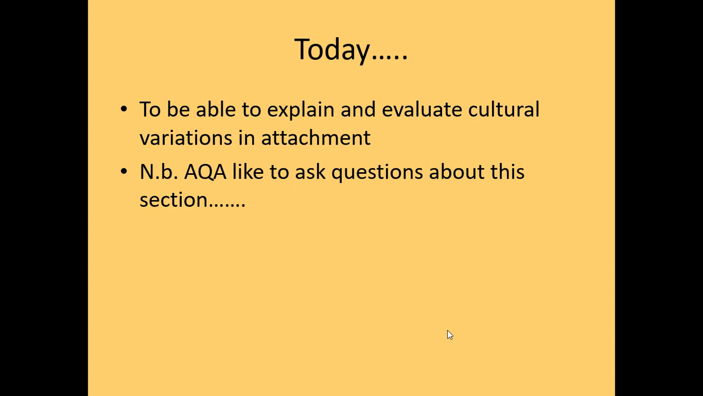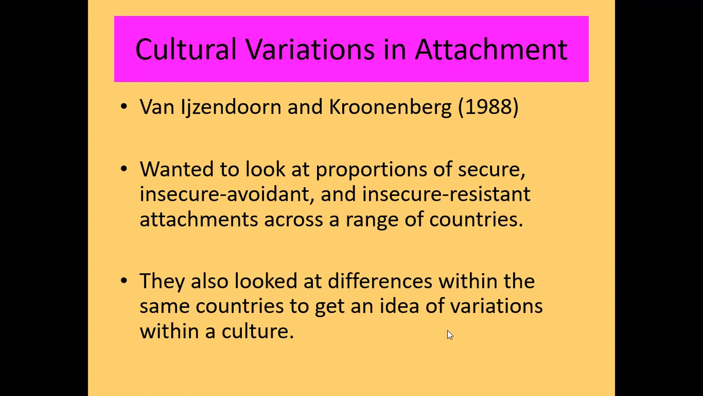Now, the main study is by some people whose names I've never learned to say properly in the many years I've been teaching. So it's Van Ijzendoorn and Kroonenberg, which is probably not how you say it. And what they're looking at is they wanted to do a study where they looked at the proportions of the different types of attachment across a range of countries and within some different countries. They're doing a meta-analysis, but they're looking at the different proportions of attachment types in children.